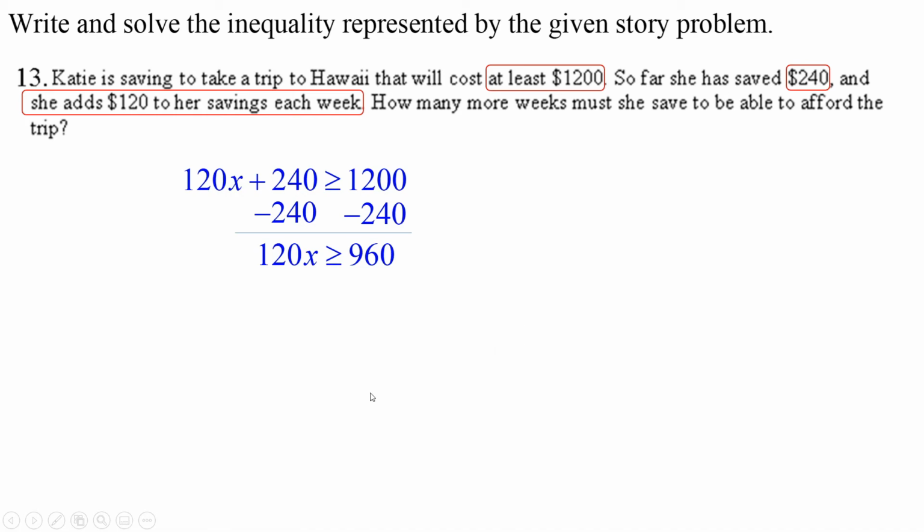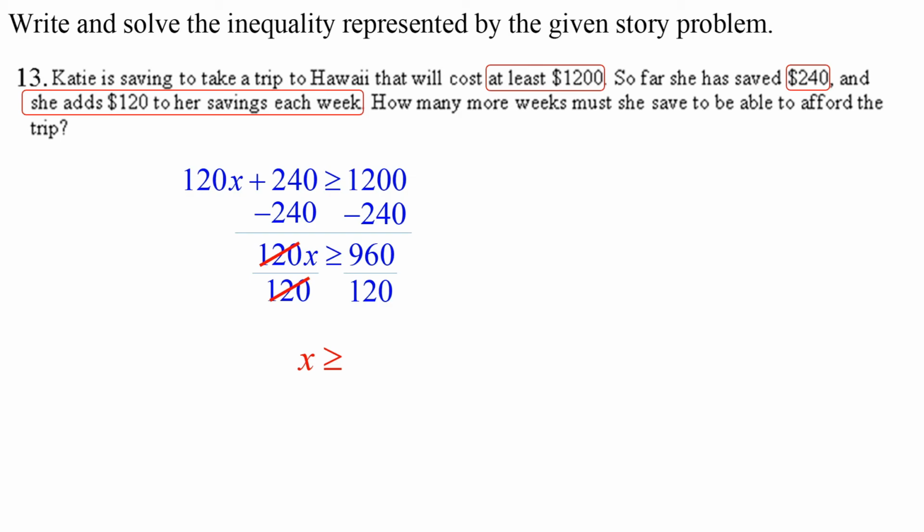And now let's divide both sides by the 120 to undo the multiplication by 120. There you go. Greater than or equal to. And on the left, the 120s cancel. And that leaves me my factor of x. So x is greater than or equal to. I think 120 goes into 960 8 times. But I'm going to double check that on my calculator.